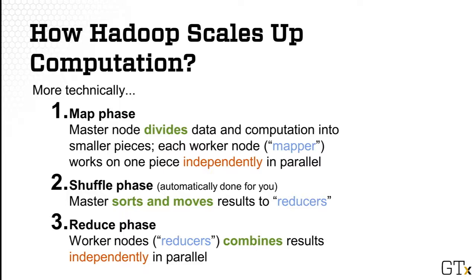Now recall that eventually we want to combine all these intermediate results into final results. So we need to move the intermediate results from the mapper workers to the workers that do the combination. We call this moving of intermediate results shuffling, because the intermediate results actually get moved from one machine to another across the network. But the good news is that this shuffling phase is automatically done for you. Now, after the shuffling, the intermediate results arrive at the right worker machines, and we call the workers that do the combination reducers. These reducer workers also work independently and in parallel.